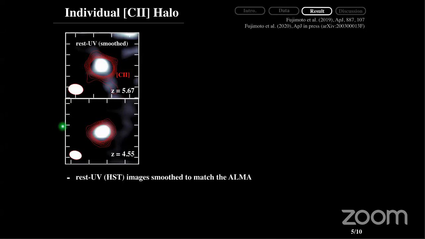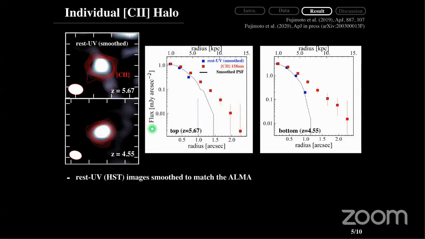The red contour shows the C2 line taken from ALMA, and here shows the radial profile of the surface brightness of the C2 line and rest frame UV continuum. To obtain quantitative results, we define the intensity of the extended C2 emission beyond the smoothed beam size up to a radius of around 10 kiloparsec scale, and regard the C2 halo as the object whose extended C2 emission is detected above 4 sigma level, while the extended UV continuum at the same area is below 3 sigma level.